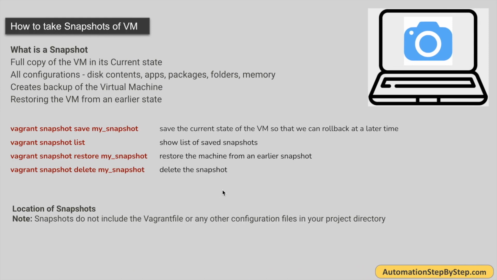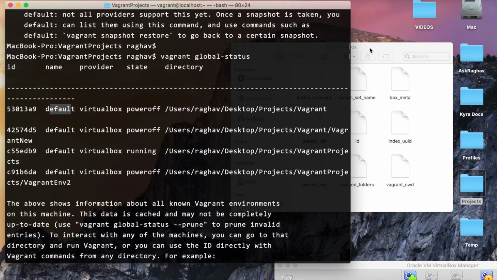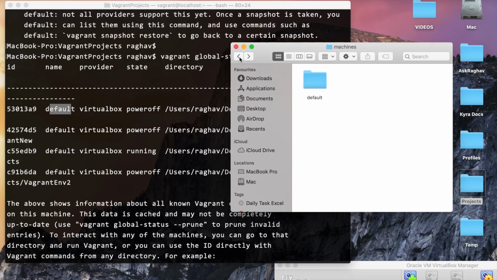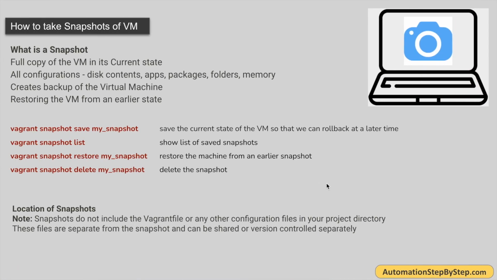Also make sure that you understand that the snapshot does not include the Vagrantfile or any other configuration file of your project directory. In your project directory where you have your Vagrantfile and other files, the snapshot does not have any of these files or folders. So just in case you want to keep a copy of these, you can copy them separately or use a version control system. The snapshot is only for the virtual machine.